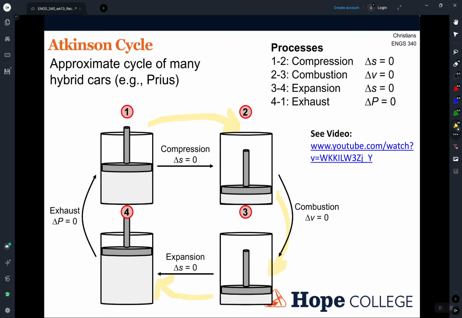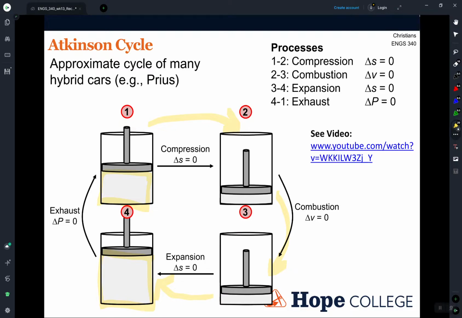Basically, we allow our expansion to keep going farther. So if you look here, the volume of gas here at 1, we are actually at a larger volume here at 4. So our work is related to the pressure and the change in volume. So a bigger change in volume means we get more work out of our engine.